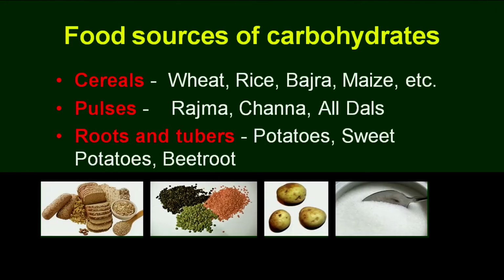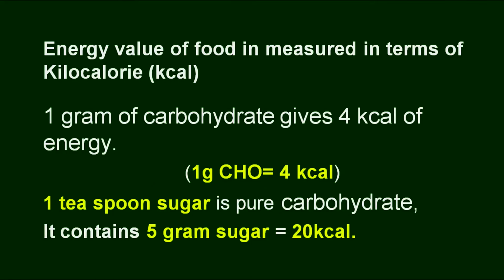And the food sources are cereals, which include wheat, rice, bajra, maize, etc. Pulses: rajma, chana, dal, etc. Fruits and tubers: potatoes, sweet potato, beetroot, etc. And some amount is also present in other foods, like sugar and jaggery. They are pure carbohydrates. As I told you, they contain calories.